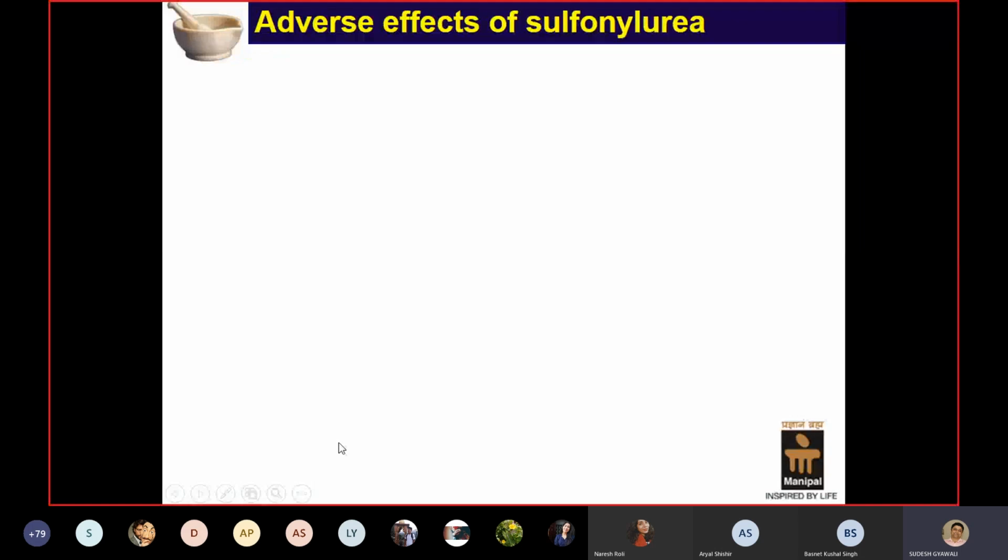Now adverse effects of sulfonylurea, very important. It increases insulin release. It stimulates insulin release, so when insulin is high, there is a chance of what? Hypoglycemia or hyperglycemia?